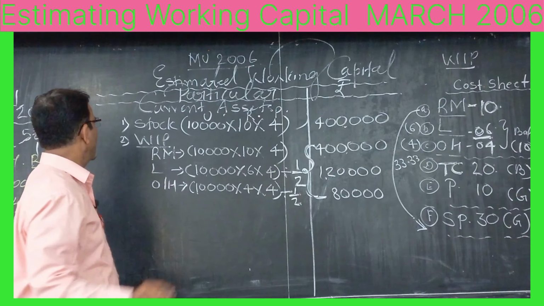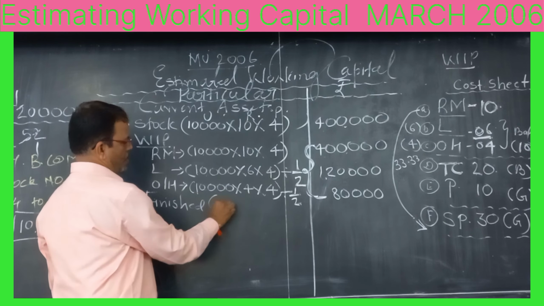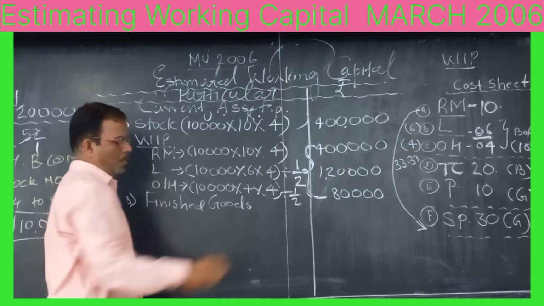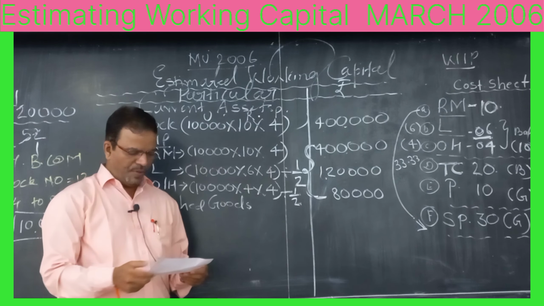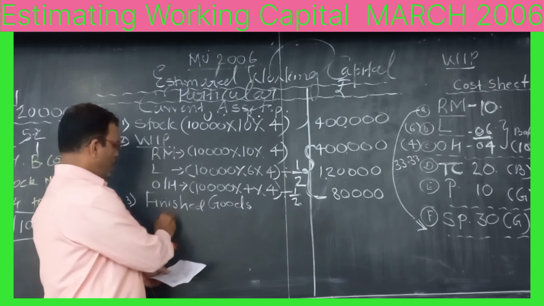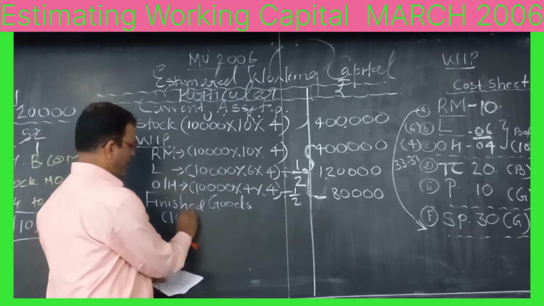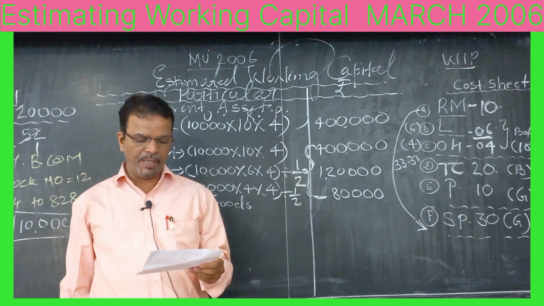Okay. After that, we take the finished goods. Now finished goods, how much is given? Finished goods remain in stock for 4 weeks. How many weeks? 4 weeks. So how many units do we have? 10,000 units.